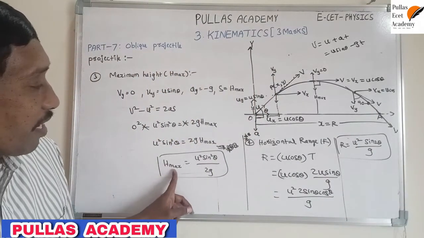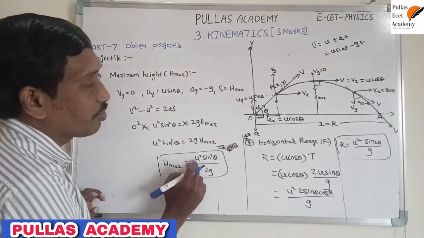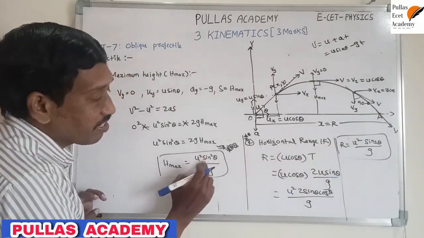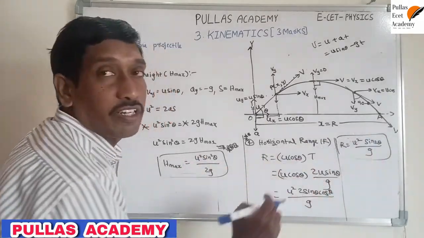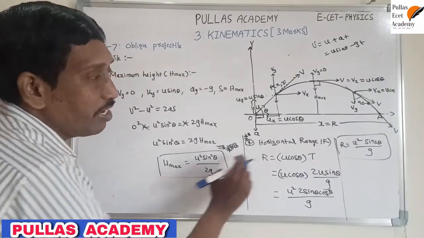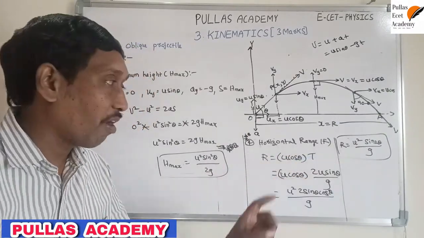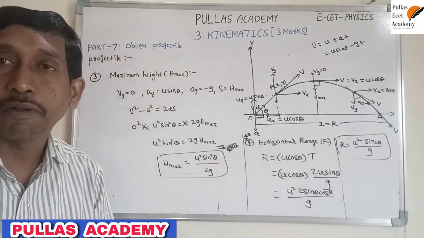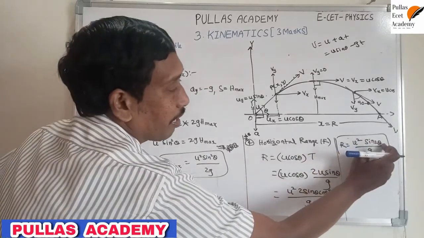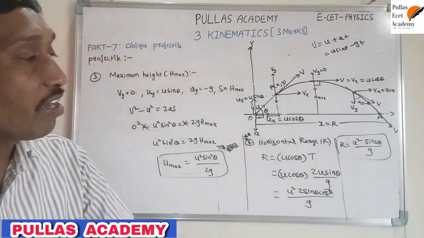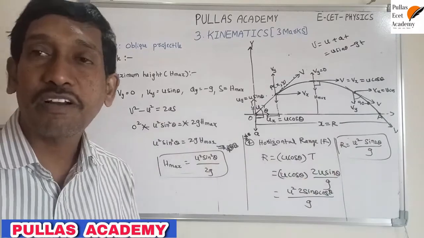If you compare these two equations, u square is the same. But here it is sin square theta, and here it is sin 2 theta, that's the difference. And here it is 2g, here g, that's the difference between the horizontal range and maximum height formula. Here also theta stands for the angle of projection, u is the initial or projected velocity, and g is the constant.